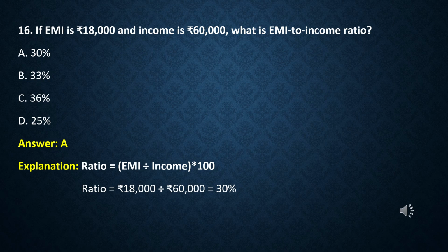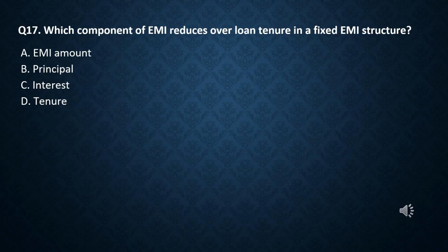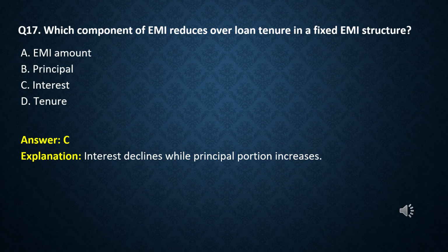Next question. Which of the following components of EMI reduces over loan tenure in a fixed EMI structure? Option A, EMI amount. Option B, principal. Option C, interest. And option D, tenure. Correct answer is option C. Interest declines while principal portion increases.